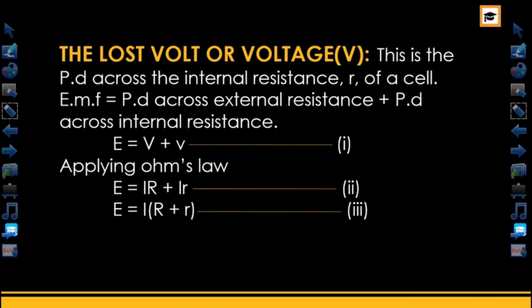Now, if you apply Ohm's law to equation 1, you're going to have equation 2, where E is equal to IR plus Ir. Factor out the current, and you have E equal to I into (R plus r). Now, this equation is used basically to find the internal resistance of a cell. Now, let's take a look at the application of this by solving examples.